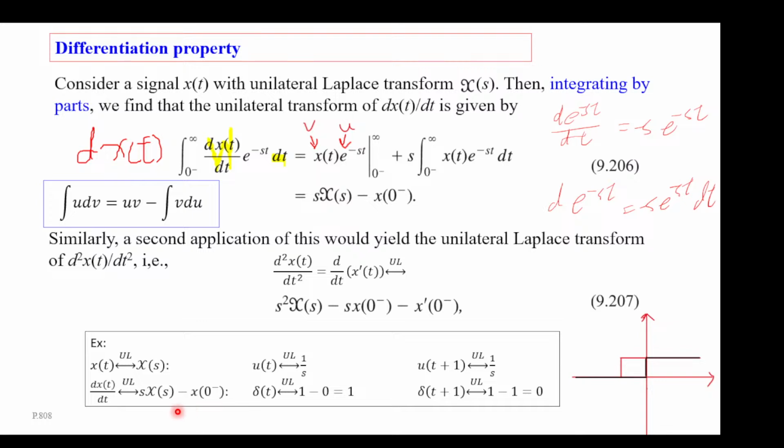and minus x at 0 minus. So this u of t at 0 minus is 0, and so it's 1 minus 0 is 1. Okay, and this checks out.